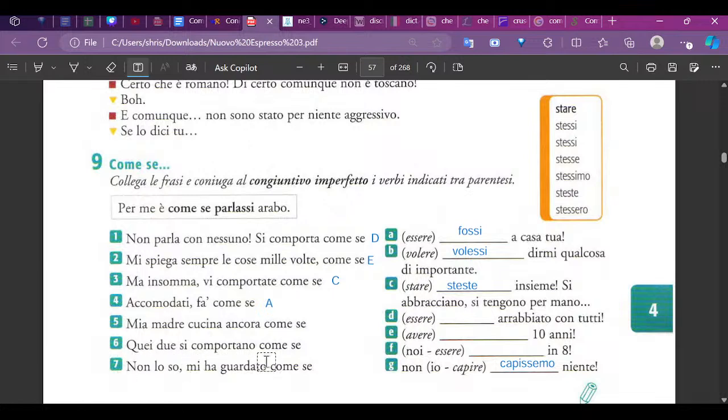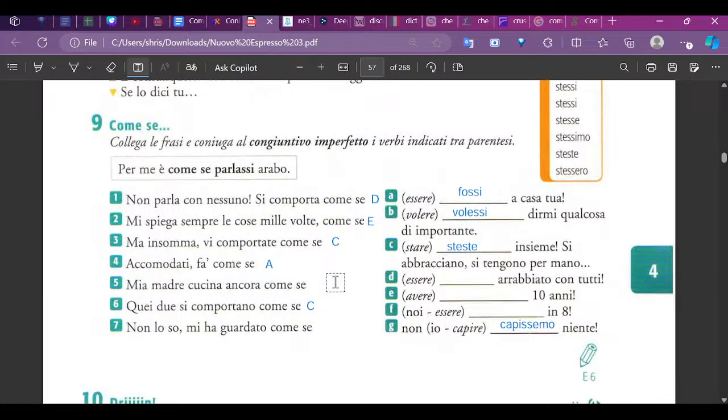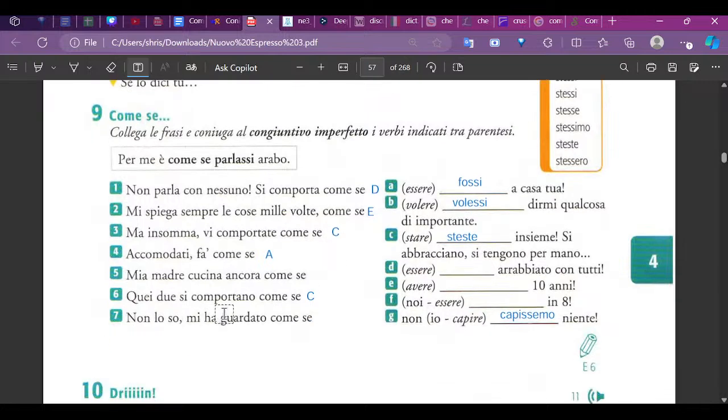Quei due si comportano come se. Ah, this makes sense. Oh no, this also makes sense. Boh, non lo so, mi ha guardato come se. Oh, that would be io. Mi spiega sempre cosa mi dico. Oh, that would be G, I think. Because of course the form will change depending on if it's io, tu, etc.